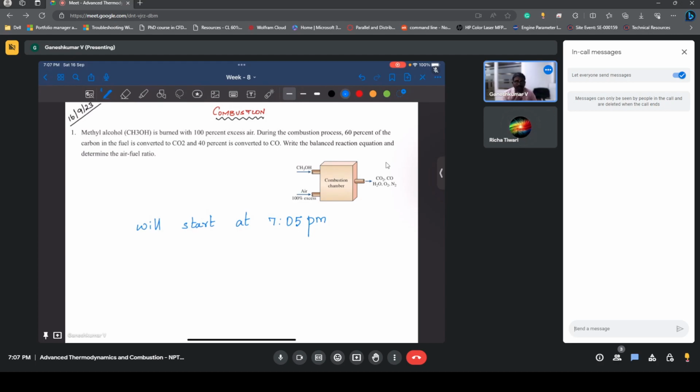So it's better to solve extra problems, let's say from the Yunus Cengel book, the Sonntag and Borgnakke book, or you can also take the Shapiro book. These are the recommended books for the course. So you can open them and solve some of the problems there also. It is better to have good practice for an exam. Okay, sir. Thank you, sir.